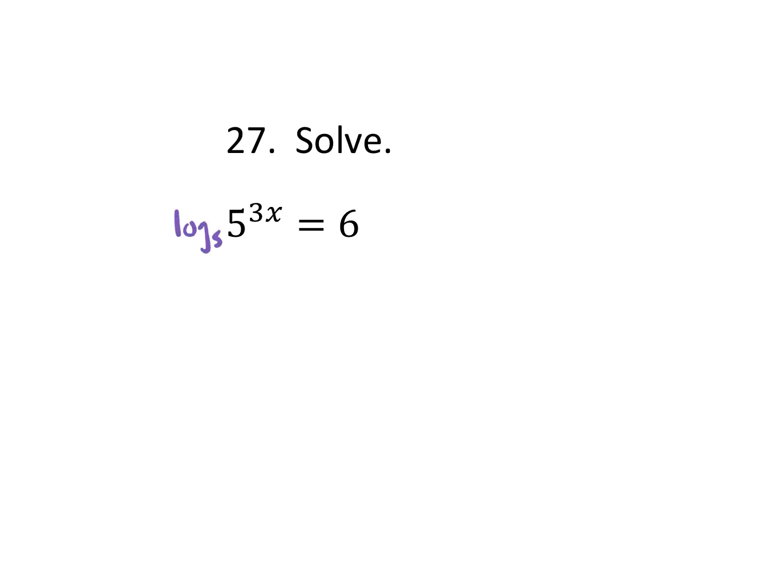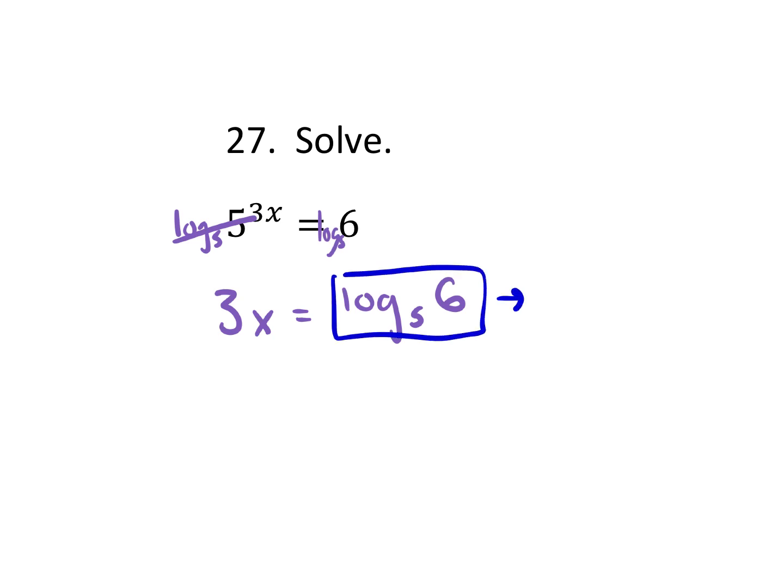For 27, to solve when x is in the exponent, I can put it into log form. So I'd want to make both sides log base 5. So the log base 5 of 5 cancels, yes. So this would be 3x is equal to log base 5 of 6. Some calculators will let you put this into the calculator, but some you have to do the change of base formula. So that would be log of 6 over log of 5.